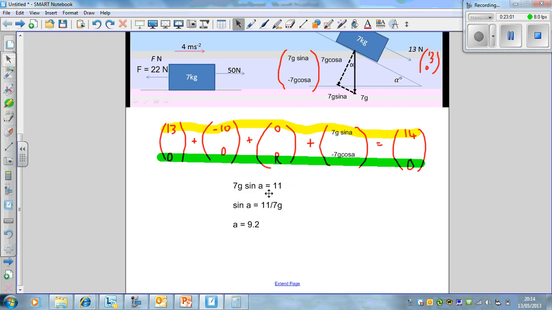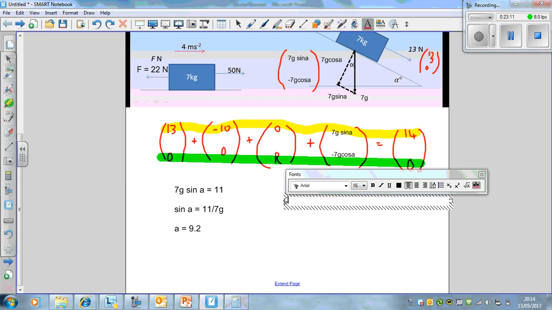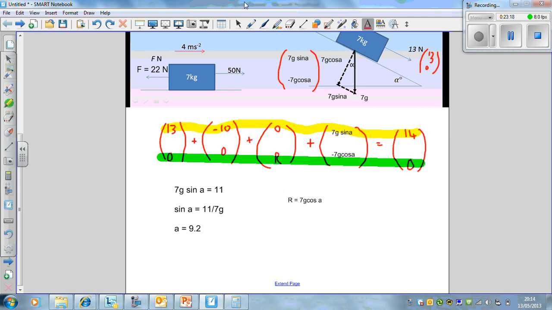Right, 9.2 degrees. Now, the green equation could be solved, because we know what A is now. We know that from here, we basically get that R is equal to 7g cos A. Okay, nice and simple there, because all of the others add up to 0. There's no acceleration in that perpendicular way.